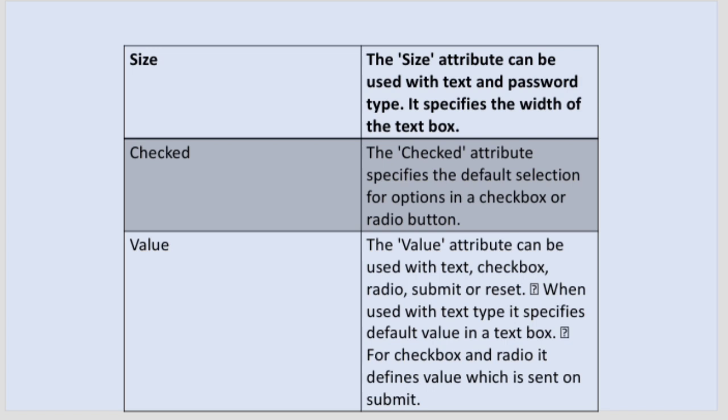Now checked. The checked attribute specifies the default selection for an option in a checkbox or a radio button. Value is assigned to that special attribute. The value attribute can be used with text, checkbox, radio, submit or reset. When used with a text type, it specifies the default value in a text box. For checkbox and radio, it defines the value which is sent on submit. So these all are attributes and elements of input or form.